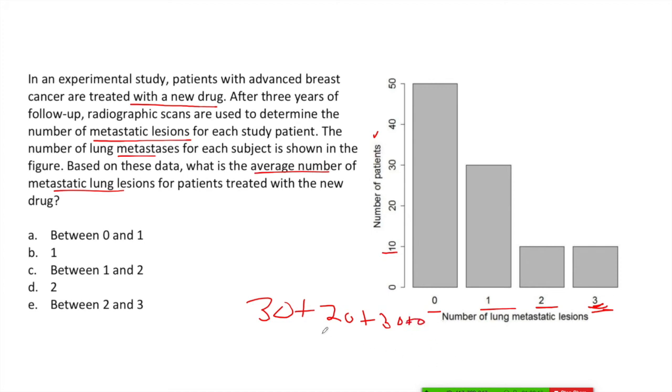Okay? So that's going to be our numerator. In the denominator, we want all of the patients. Okay? And so we can add those first three again. We have 30, 20, 30, and 50.